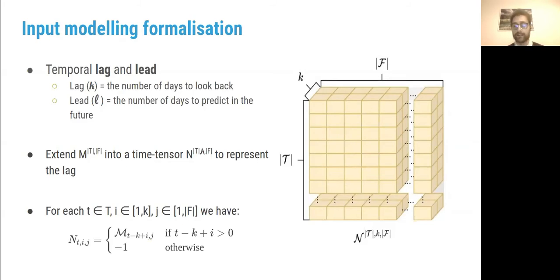The selected matrix N of T, from the time tensor N, is populated with all the features in F that happened at most K time steps before the current time T. Note that we also need to take care of negative time steps, and that's why we have the if condition in the equation down below.